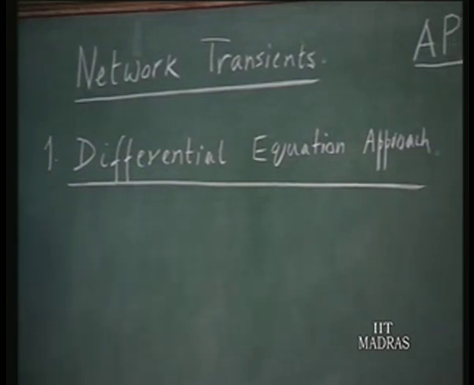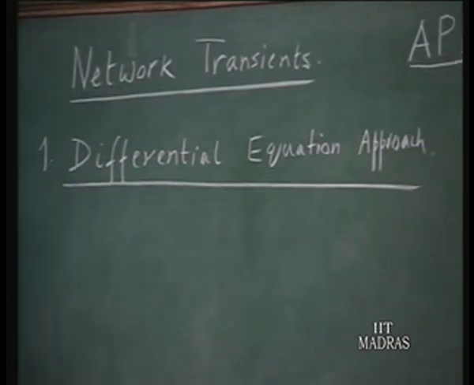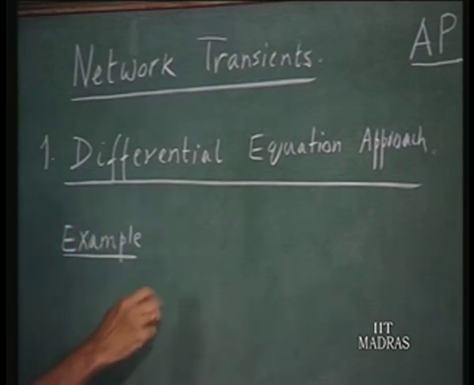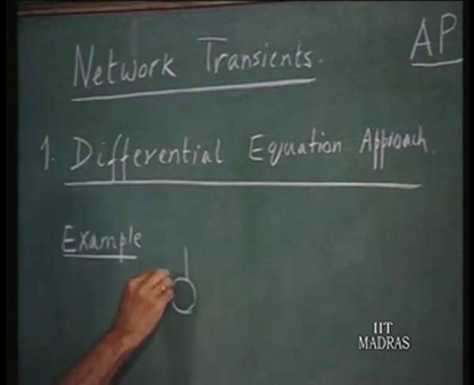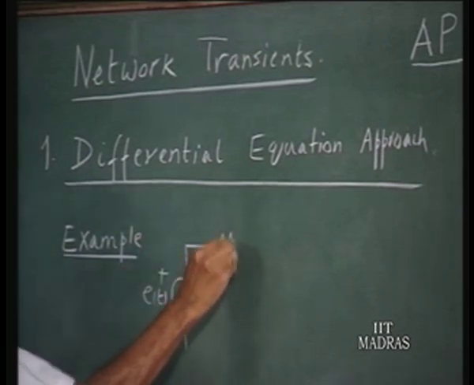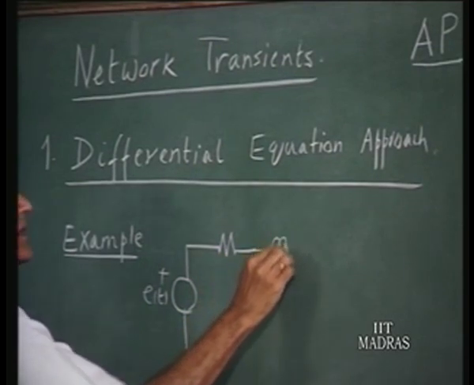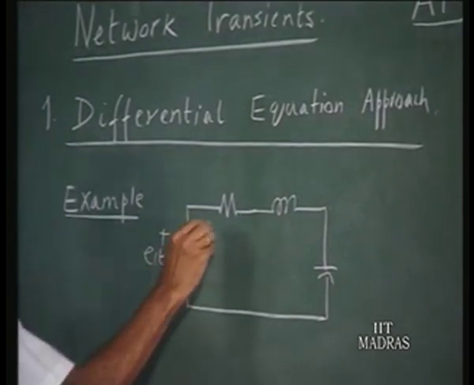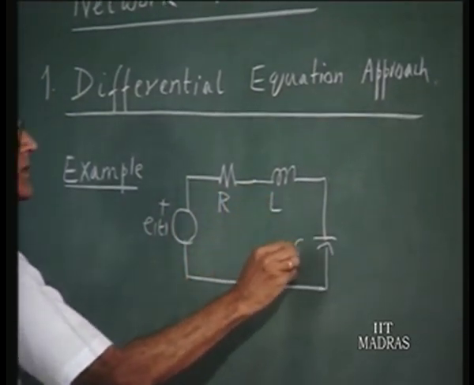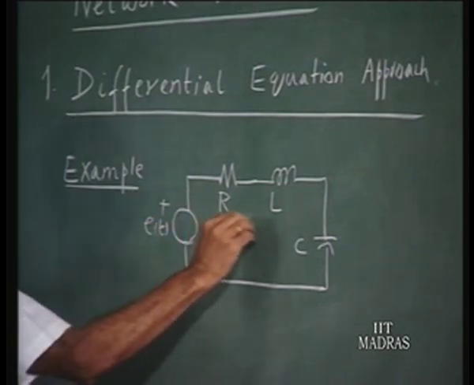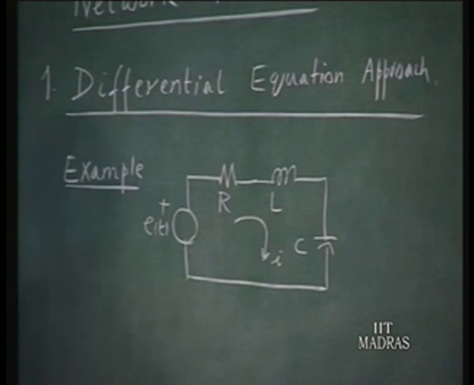The best way to do this is to go through an example. Let us consider a circuit in which there is a voltage excitation, there is a resistance, an inductance and a capacitance, a series circuit comprising R, L and C. Now we are interested in finding out the current in the circuit I.